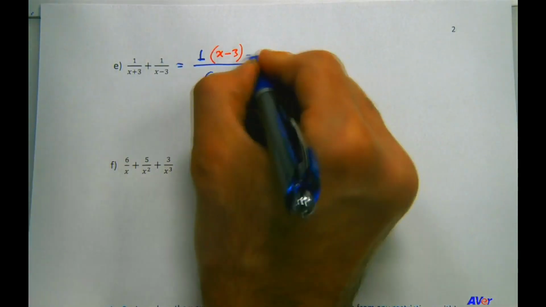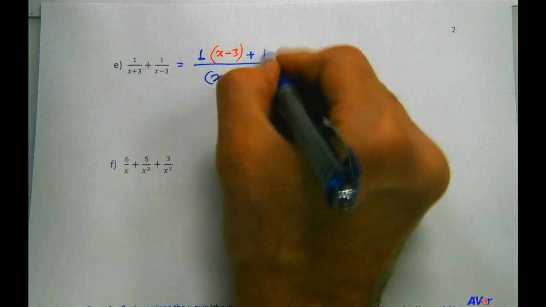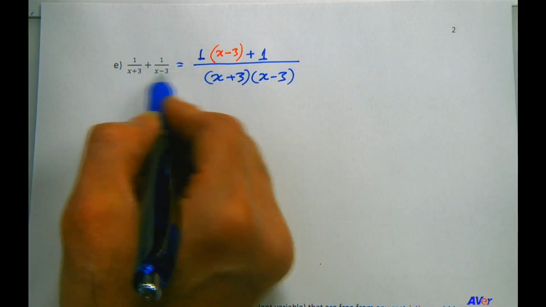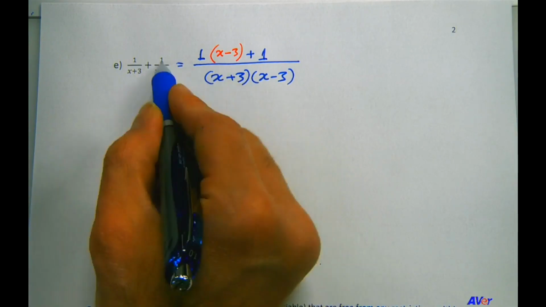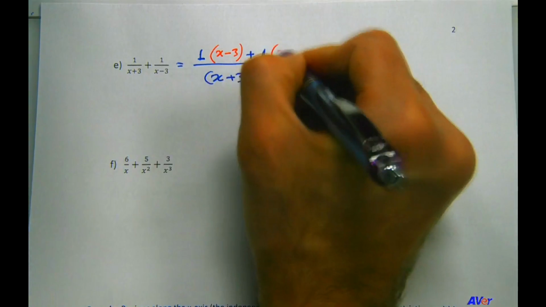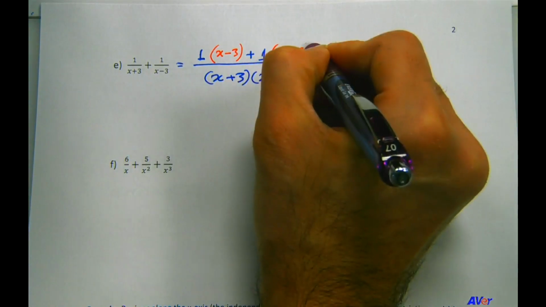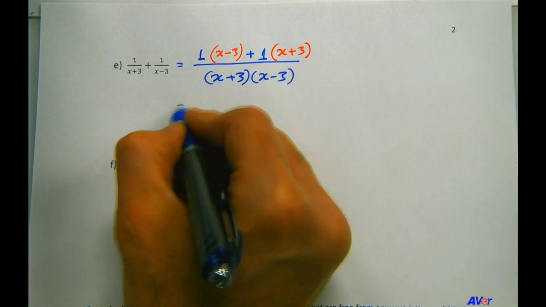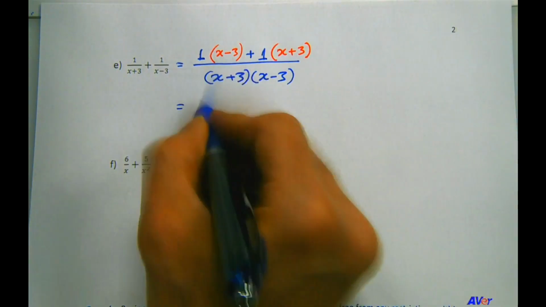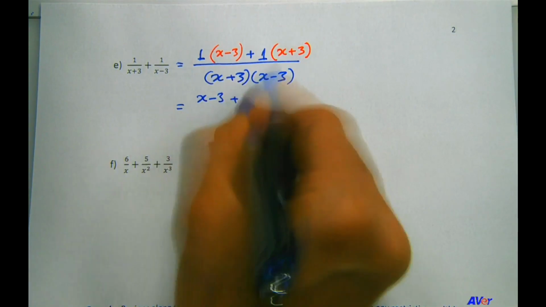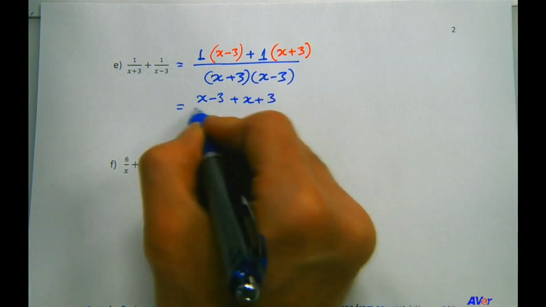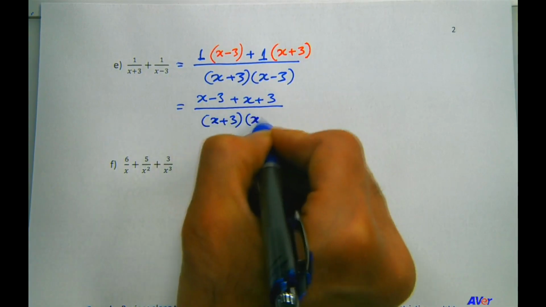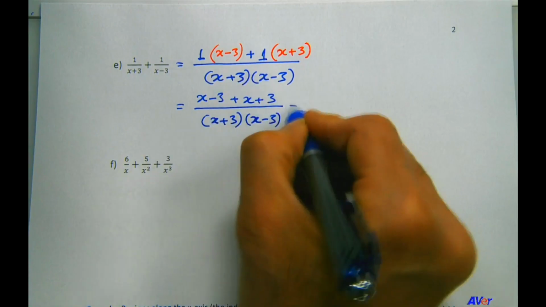Then we have a plus, another 1. What should we multiply by that? Compare this common denominator with that. X plus 3 is missing. So multiply that 1 by x plus 3. Okay, so what do we have? We have x minus 3 plus x plus 3 divided by the factored form. Keep your denominator in factored form.